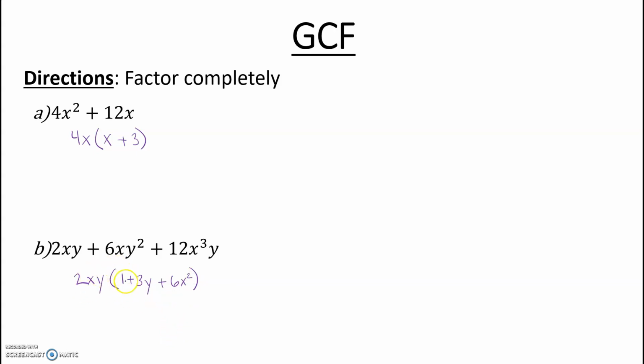Again, distribute and just double check. 2xy times 1 is 2xy. 2xy times 3y gets me 6xy squared. 2xy times 6x squared gets me 12x cubed y. All right, and again, that is factored. So always look for a GCF first. Always, always, always make that your first step.